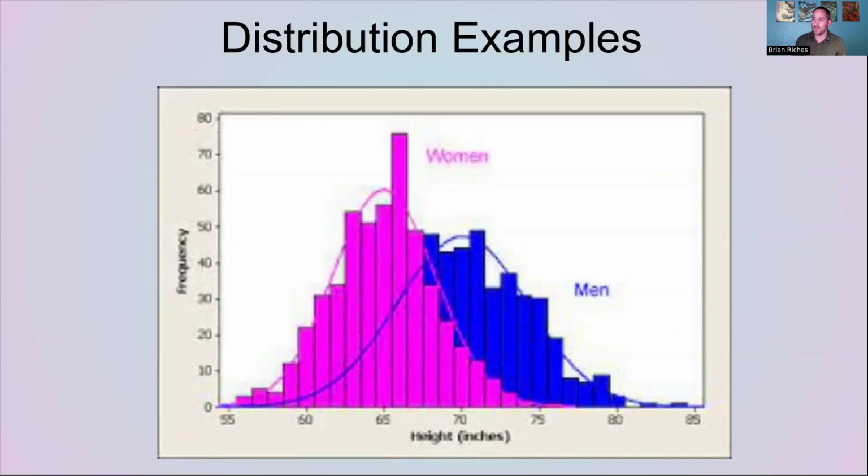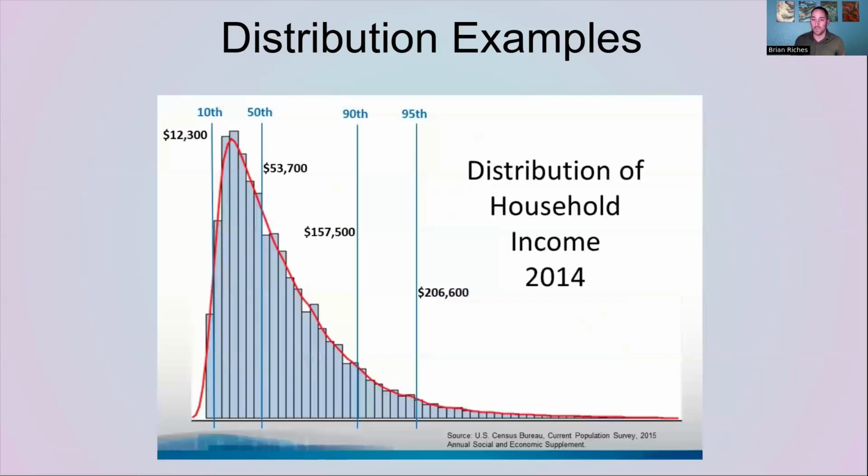So here we've got a normal distribution, with the average in the middle being where most people are, and it might be skinnier or spread out more. We could have a distribution like this. This is a distribution of household income in 2014.